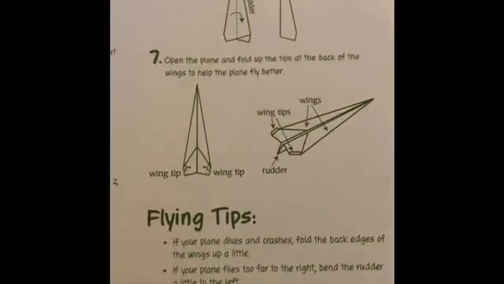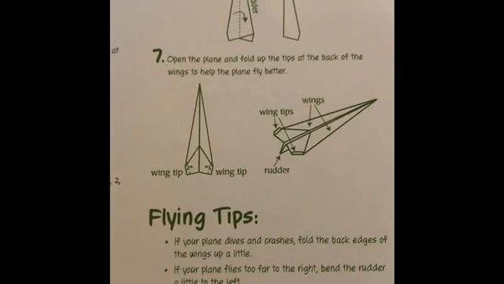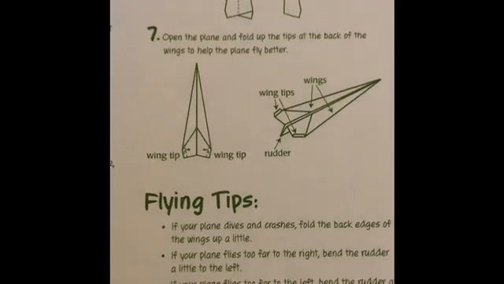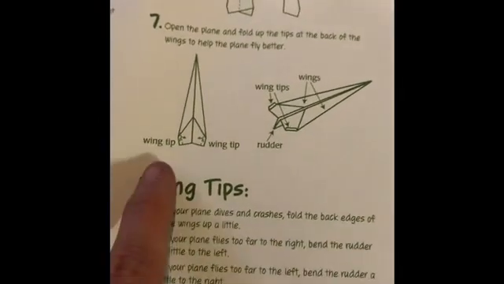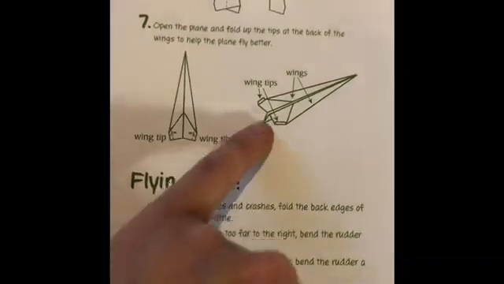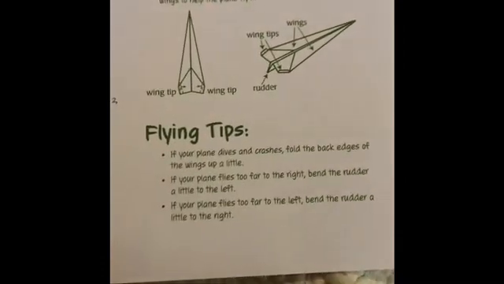7 says, open the plane and fold up the tips at the back of the wings to help the plane fly better. And here, this diagram is labeled wingtips, you can see them. The rudder is here and the wings. Then last, the author has given us some flying tips.